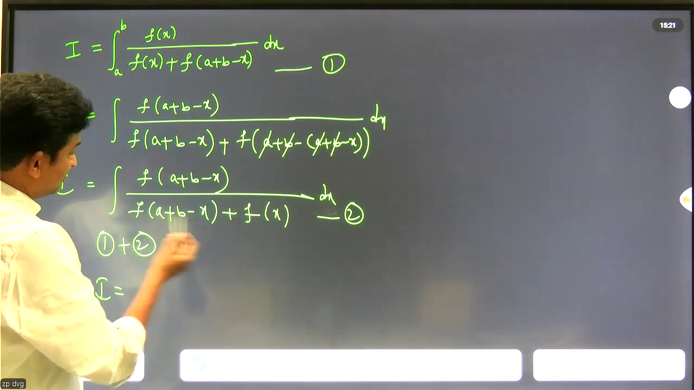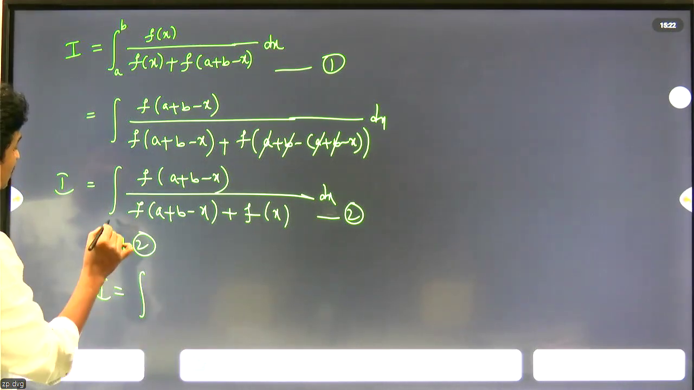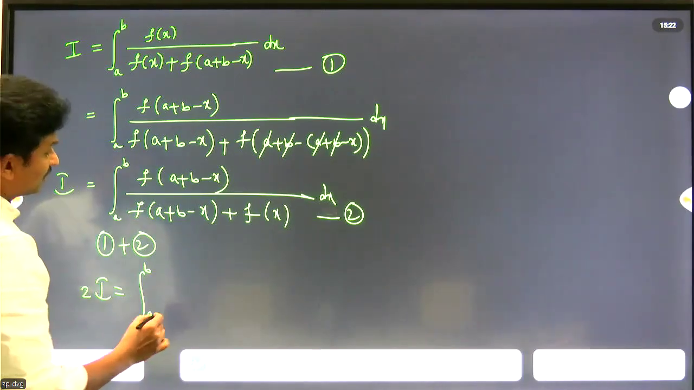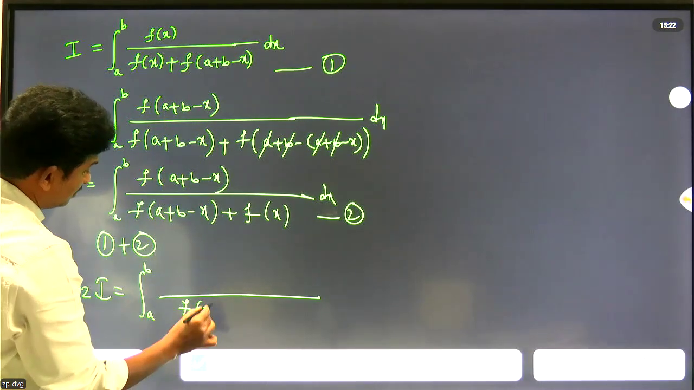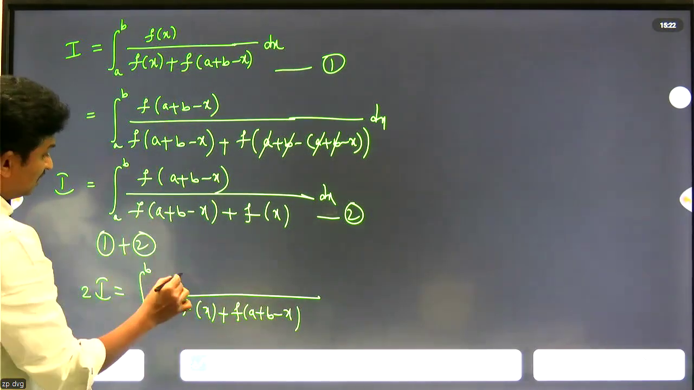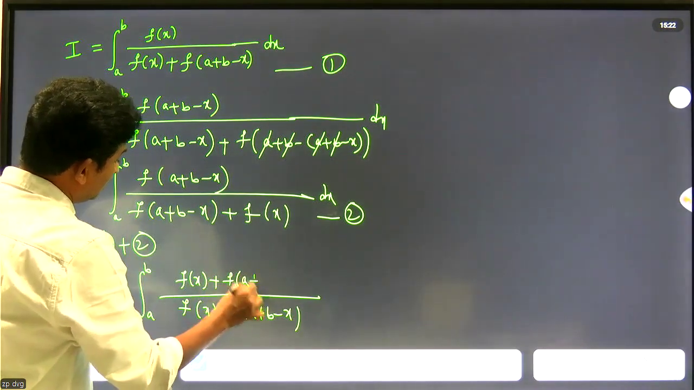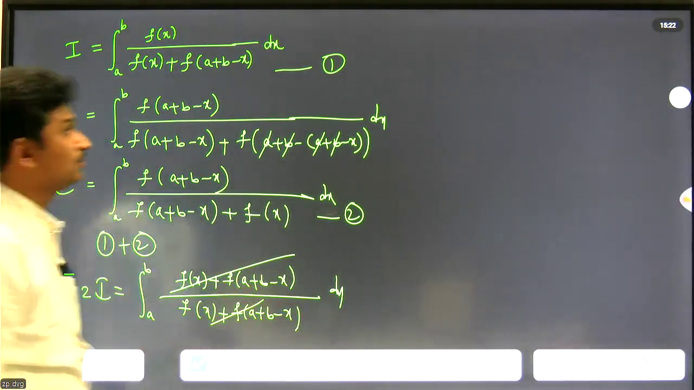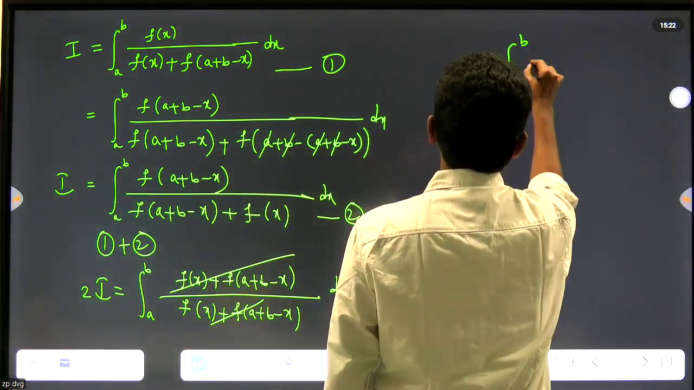Right hand side part you observe, especially, I don't want to write all the steps here. Denominator, what is there? f of x plus f of a plus b minus x. Here also f of x plus f of a plus b minus x. So this will become the definite integral from a to b. In the numerator, from equation 1, this is f of x, from equation 2, what you will get? f of a plus b minus x dx. Now both will get cancelled, right? This is 1. So 2I equal to integral of a to b 1 dx.